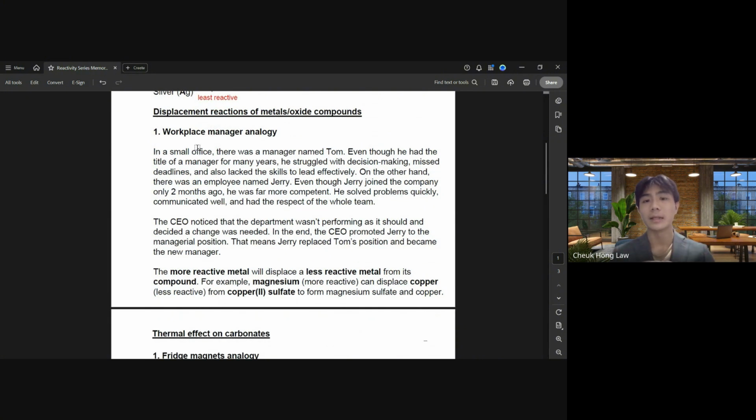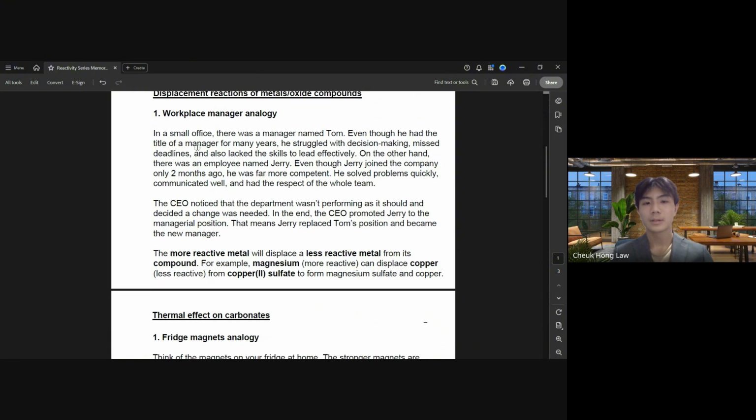The CEO noticed that the department wasn't performing as it should, and decided that a change was needed. So in the end, he promoted Jerry to the managerial position. That means now Jerry is the manager and Tom became a normal employee. So Jerry replaced Tom's position to become the new manager. So how do we lead this to displacement? The more reactive metal will displace a less reactive metal from its compound. Just like how the more competent person, Jerry, replaced Tom, who is less competent, from the managerial position.